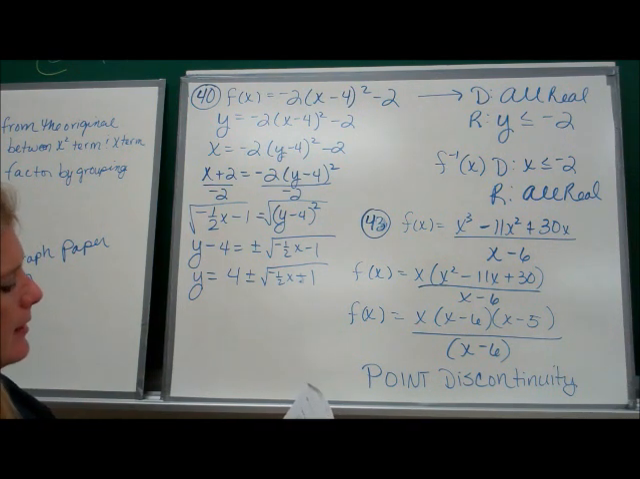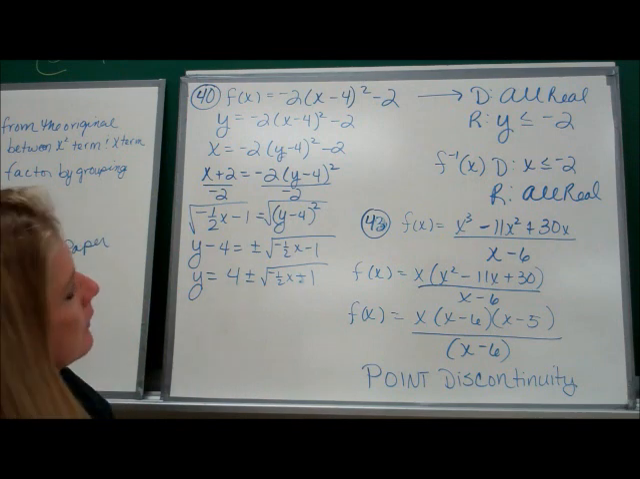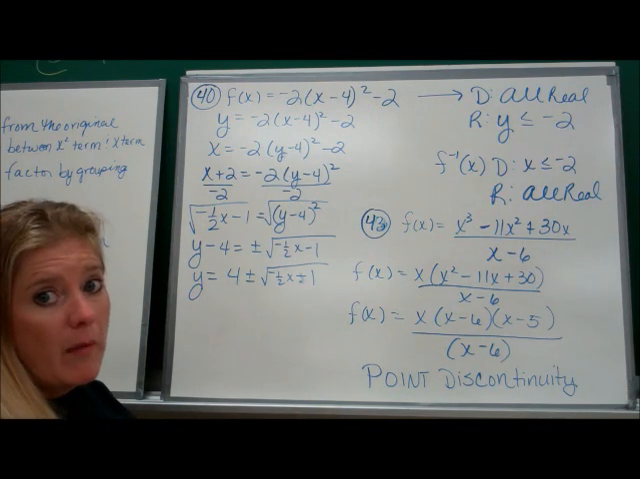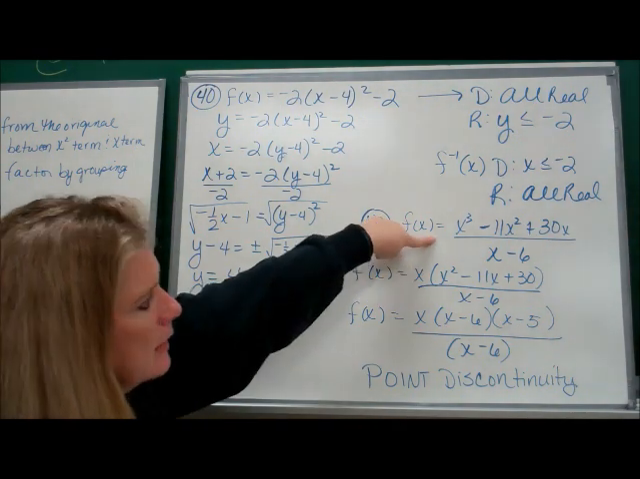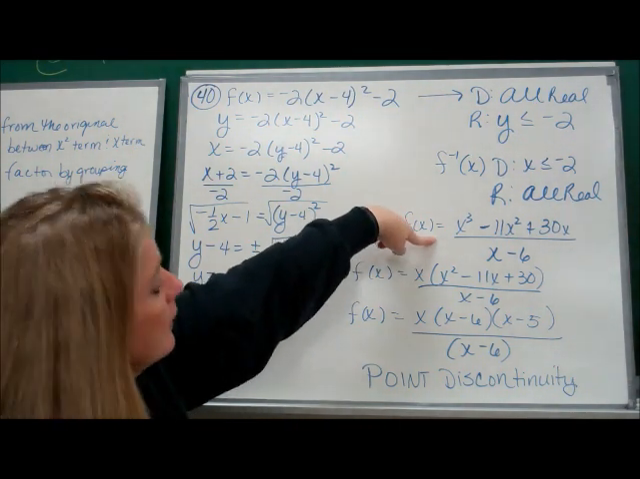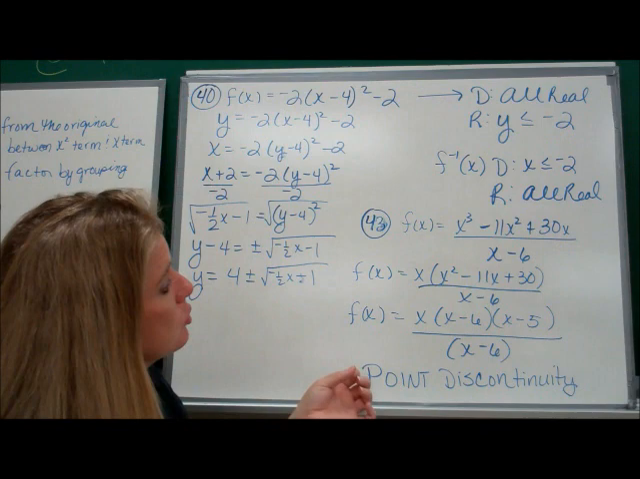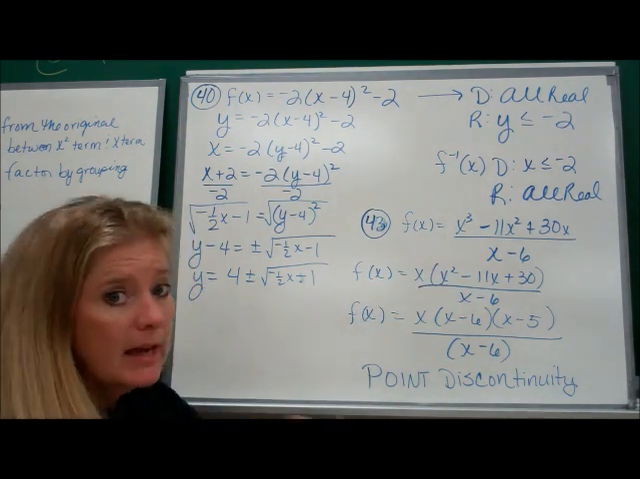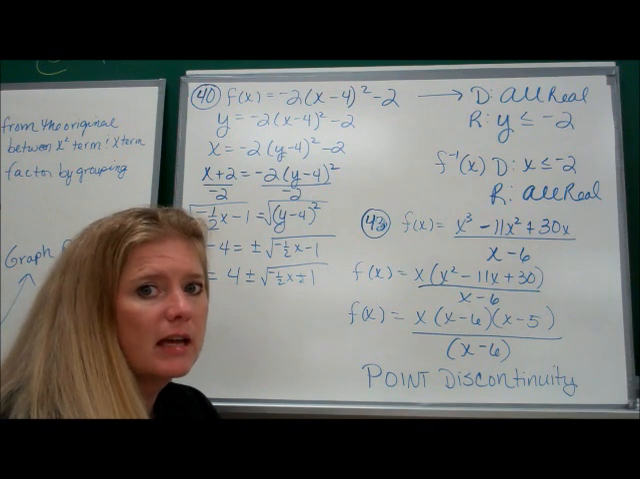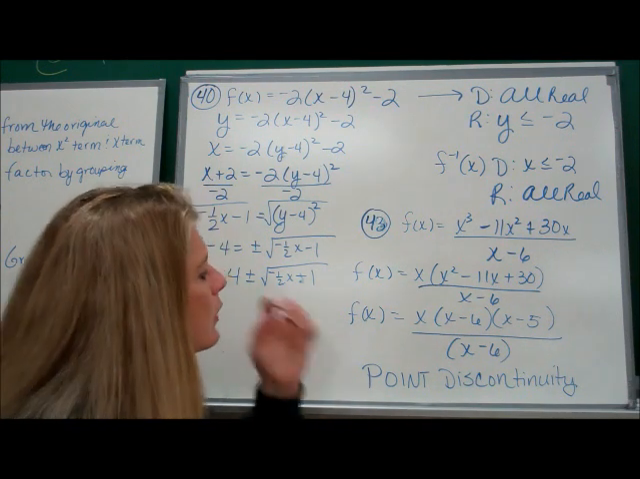Number 43. State whether it has infinite, jump, or point discontinuity, or if it is continuous. Okay? Again, this is all about the domain. Looking at this equation, is there an x in the denominator? Yes, there is. Therefore, we have a restriction. That denominator cannot equal 0. So, yes, it has some kind of discontinuity. It is not a continuous function.